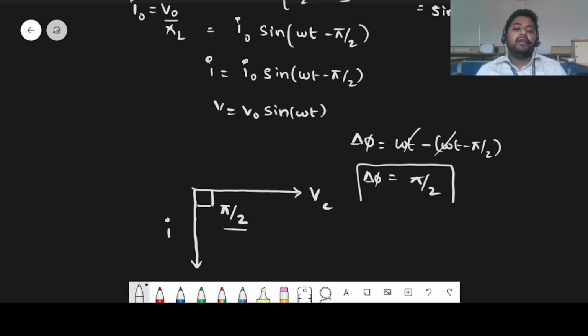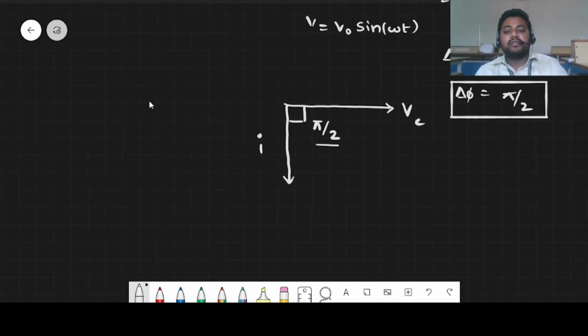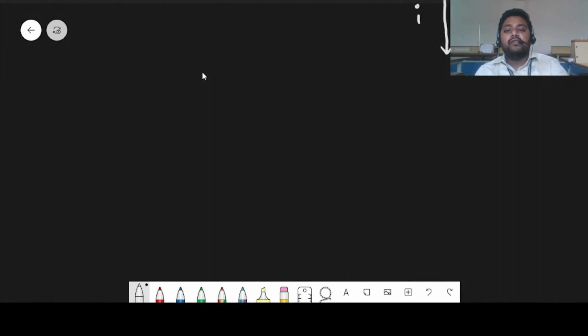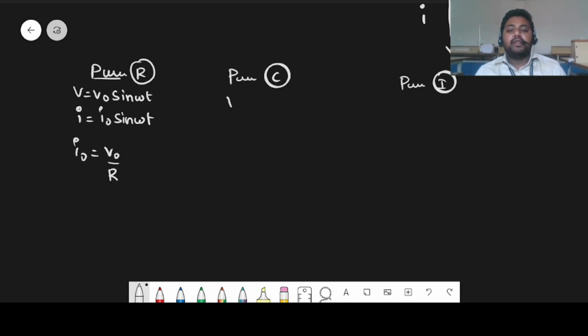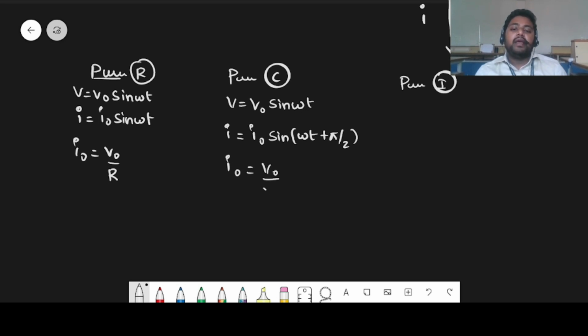So when we have resistors, capacitors and inductors, the final output for a purely resistive, a purely capacitive and a purely inductive circuit will be as follows. For a purely resistive circuit, if V is equal to V naught sine omega t, I will be equal to I naught sine omega t, where I naught is equal to V naught divided by R. In a purely capacitive circuit, if V is equal to V naught sine omega t, the current can be written as I naught sine omega t plus pi by 2, where I naught is V naught by XC, and XC is nothing but 1 by C omega.